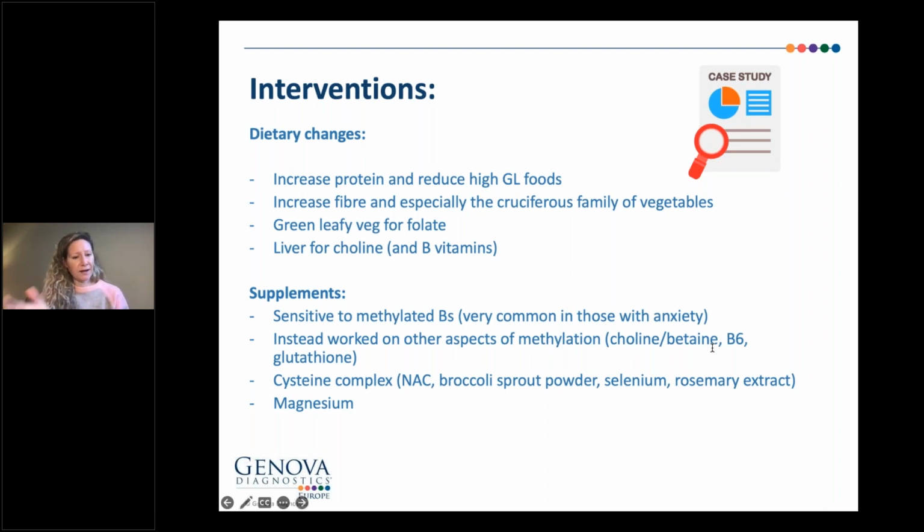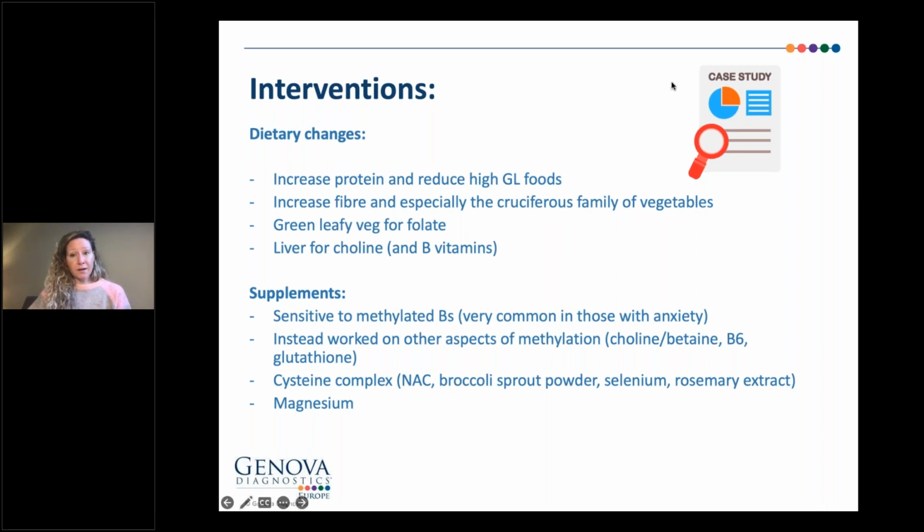So I also worked on other aspects of methylation. I provided her with a complex that contains choline and betaine, which helps with the salvage pathway of homocysteine to methionine conversion, and is obviously gentler as well. B6 was a very important nutrient for her. I did suspect that there was some depletion going on there because of the backups in the transsulfuration pathway. And then, of course, liposomal glutathione as well as NAC. I did give her some botanicals as well in relation to her estrogen detox pathways, and magnesium to support the COMT enzyme, as well as helping with the anxiety.